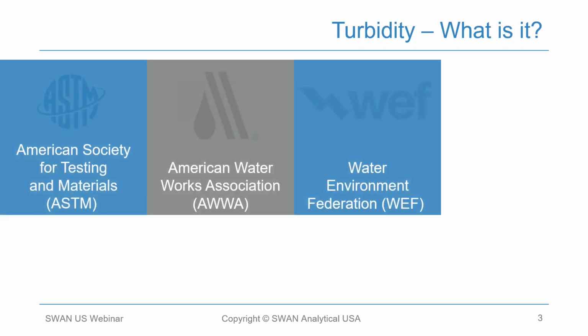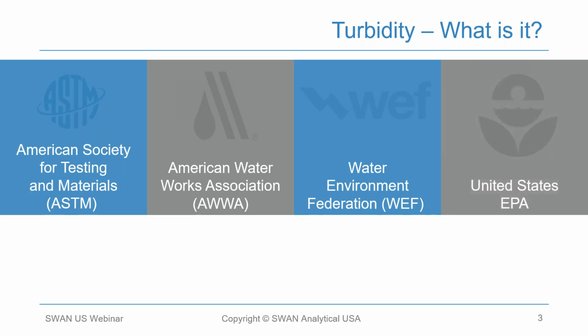AWWA and the Water Environment Federation describe turbidity as the cloudiness of water caused by suspended particles such as clays and silts, chemical precipitates such as manganese and iron, and organic particles such as plant debris and organisms. Finally, the US EPA describes turbidity as a measure of the cloudiness of water.